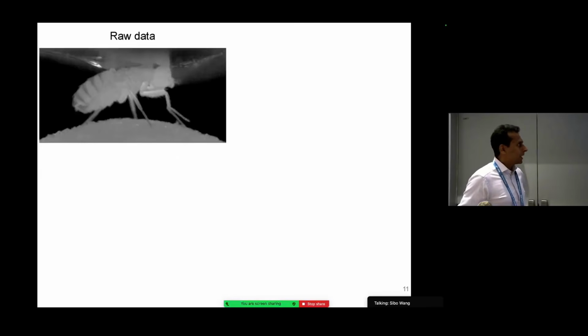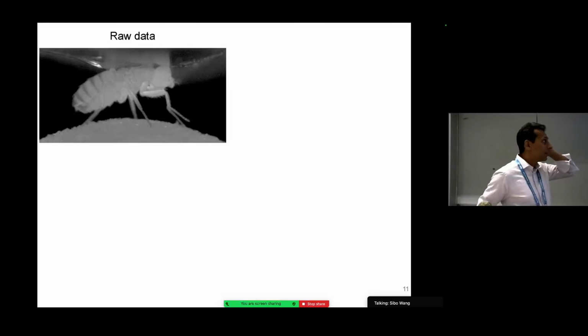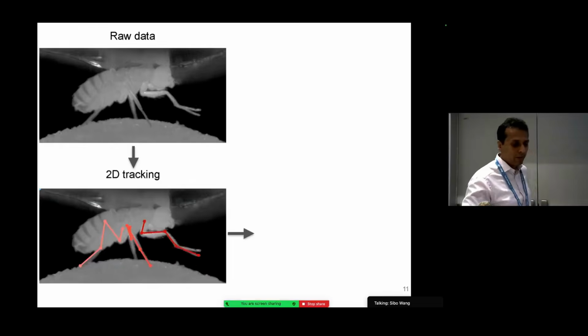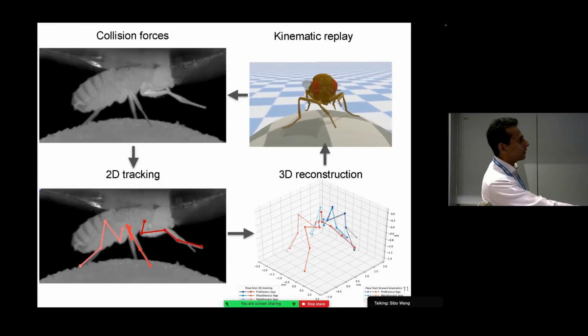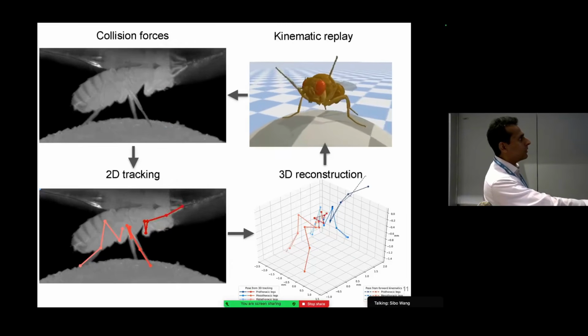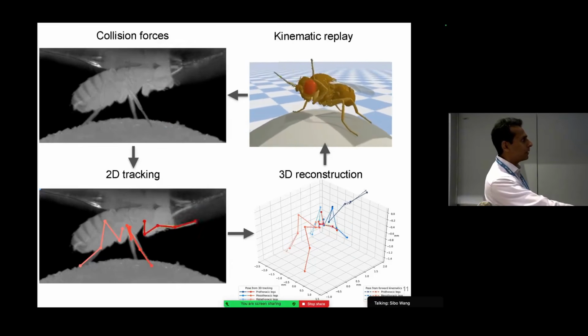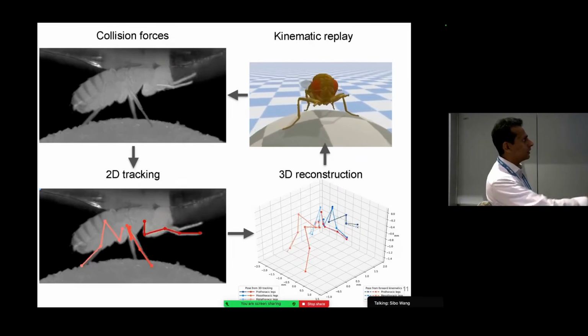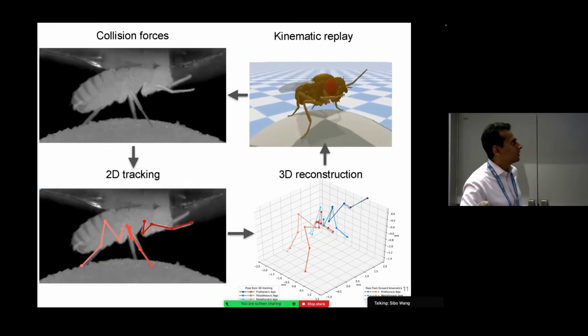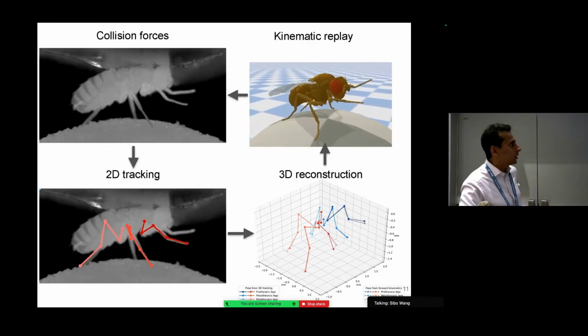So using this body model, we could actually do some really nice things in closed loop with real data. Here we have a fly on the ball, so we can make some inferences about the mechanical sensory feedback of this animal. Here we have 2D tracking, then 3D reconstruction, what we call kinematic replay, where we replay the behavior that we measured in a real fly, and then we can infer the collisions that occur between the different body parts of the animal.